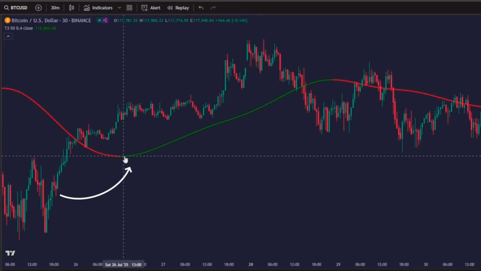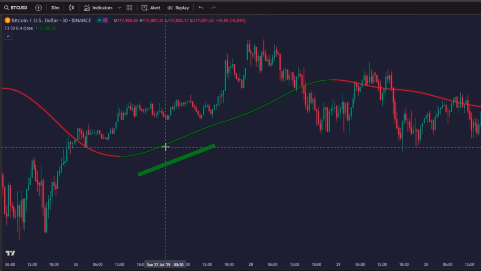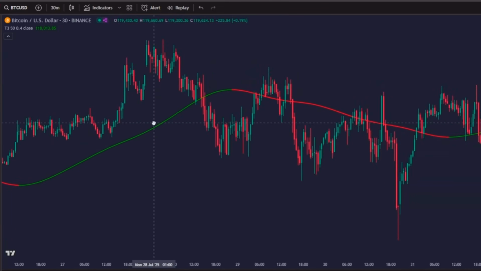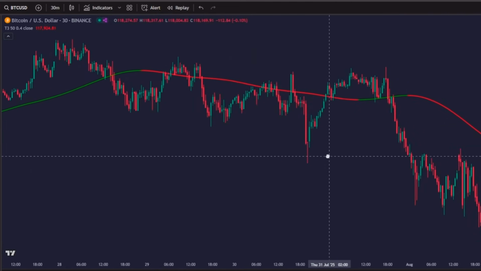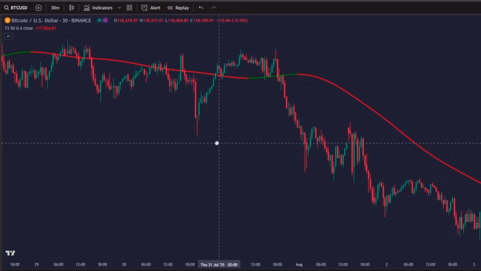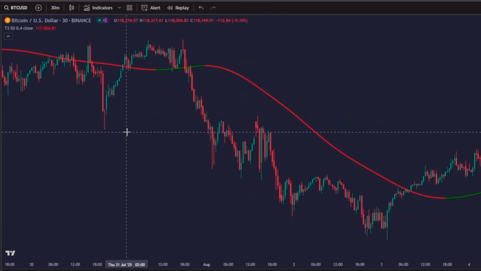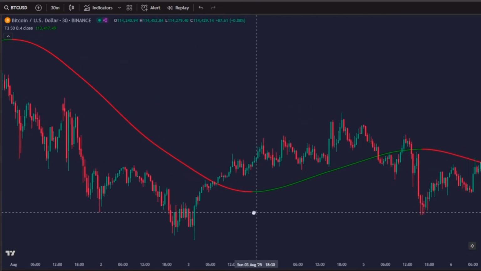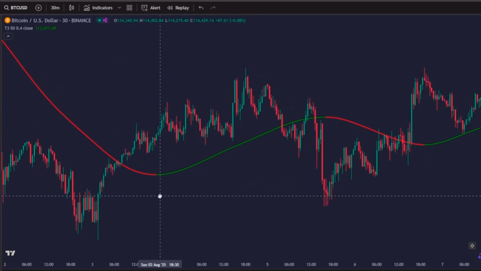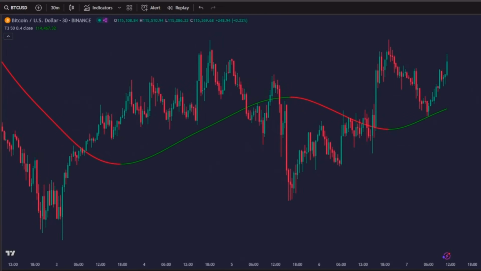Notice how the T3 smoothly follows the trend, turning green during uptrends and red during downtrends. It reacts early to momentum shifts, but without getting caught in minor noise or fake moves. And that's why I love using the T3 as a baseline. It helps you stay on the right side of the market without second guessing every minor pullback.